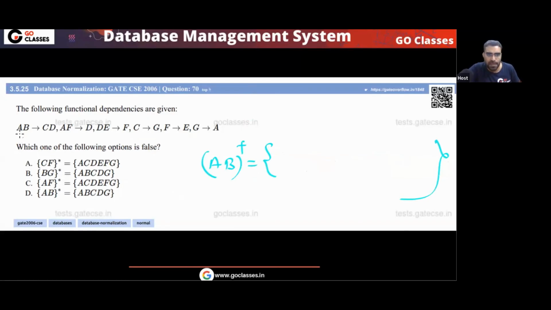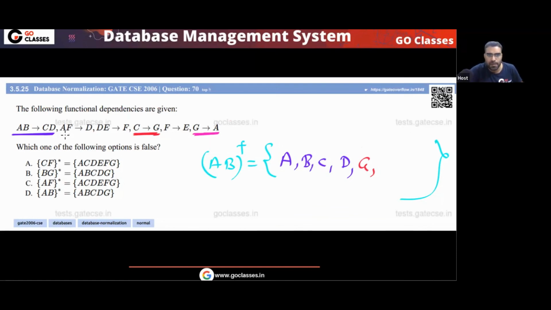See, you can see AB can bring ABCD. These 4 people you got. Okay, very simple. Now, what else? C can bring G. You got G also. Okay, now you have ABCDG. G can bring A, but we already have A. Okay, what else? Can we bring something else?